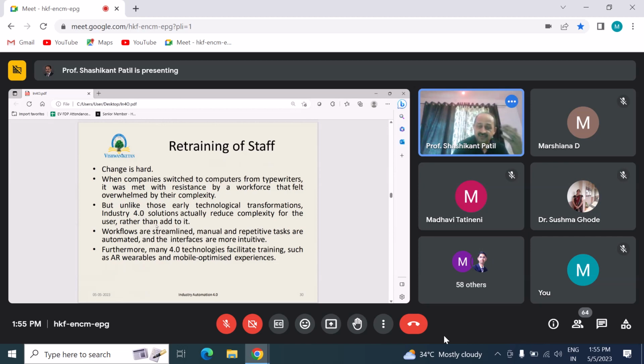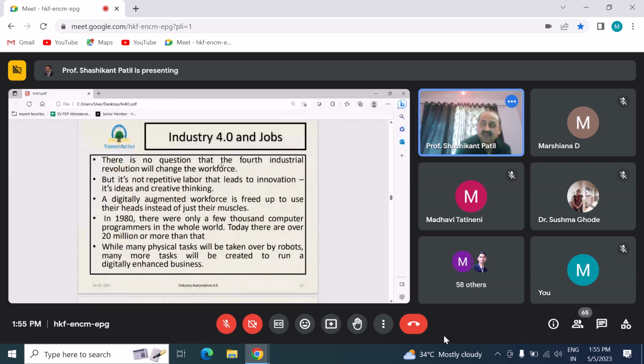Furthermore, many 4.0 technologies or processes facilitate training also, such as AR wearables and mobile optimized experiences, and today's technologies are very user friendly. So you will become very well conversant if you spend a week or a month. So one needs to focus on retraining of the staff also.